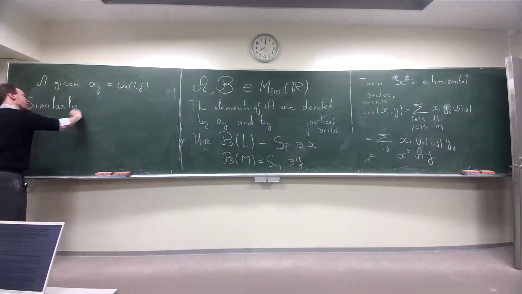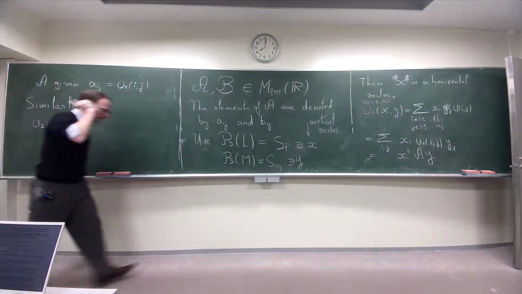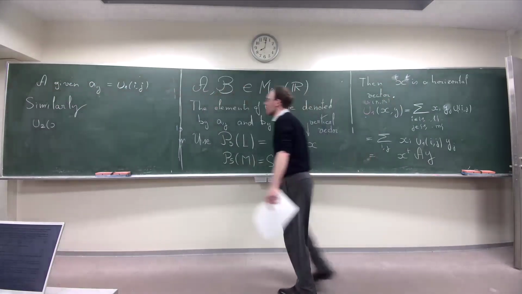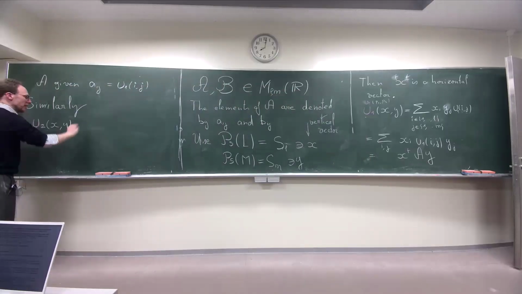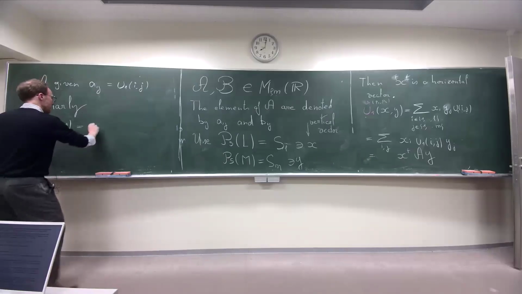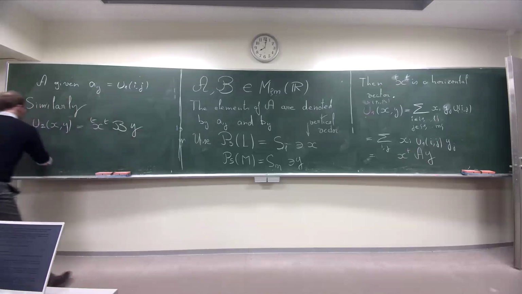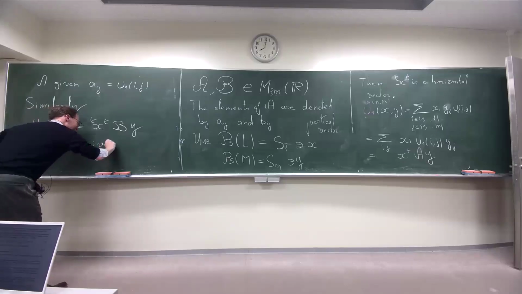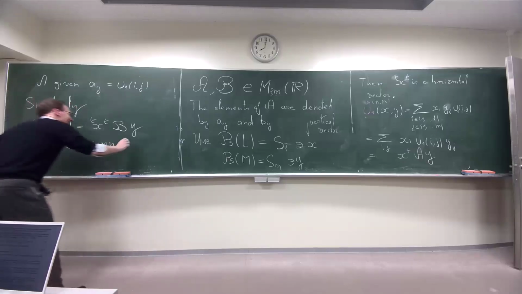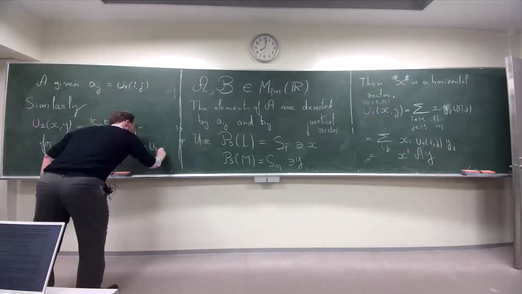Similarly, let me finish this with U2, the red U2. U2 of XY, you do the same computation. You are going to check that this is X transpose B Y, where Bij is U2 of ij.